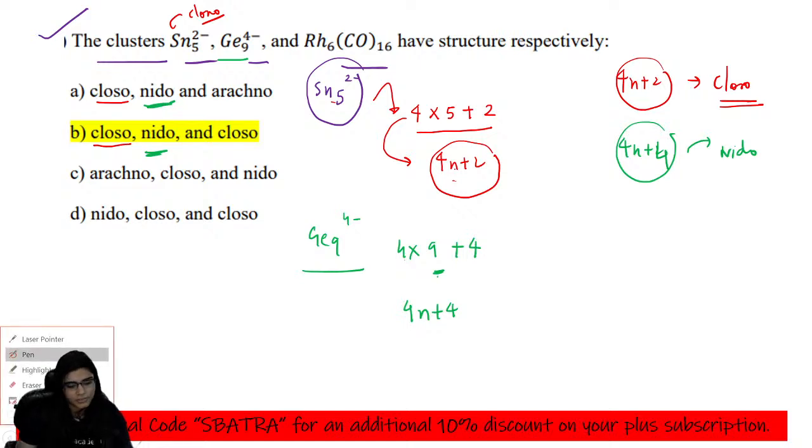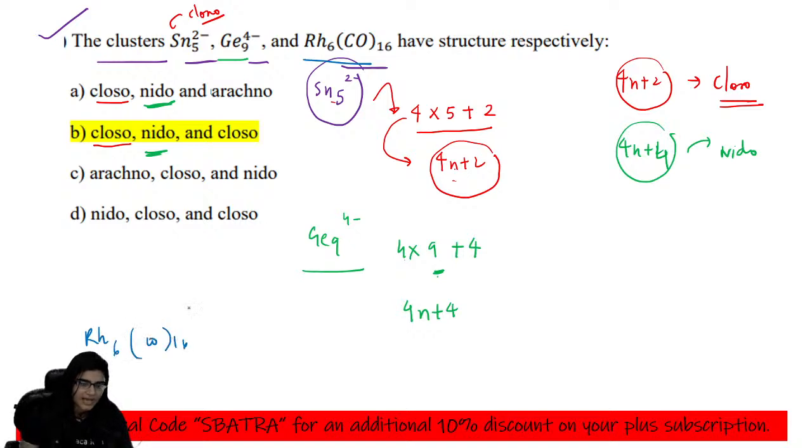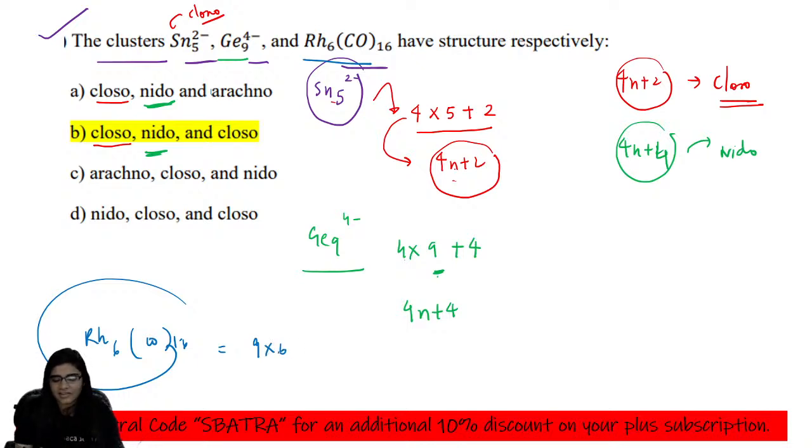Let's go to the third one. How can we calculate for the third one? We have Rh6(CO)16, so we have to apply Wade's rule over here. Let's calculate the total number of electrons. It would be 9 into 6, because rhodium is from the cobalt family, so its valence electrons would be 9. 9 into 6 plus 16 into 2, which is 32, gives 54 plus 32, that is 86 electrons.